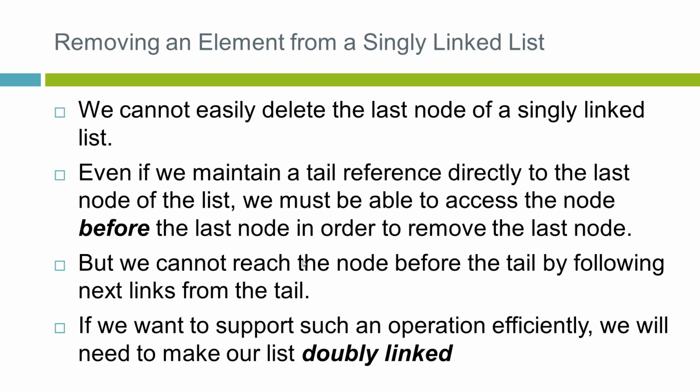We cannot easily delete the last node of a singly linked list, however. Even if we maintain a tail reference directly to the last node of the list, we must be able to access the node before the last node in order to remove the last node. But we cannot reach the node before the tail by following the next links from the tail. If we want to support such an operation efficiently, we will need to make our list a doubly linked list.